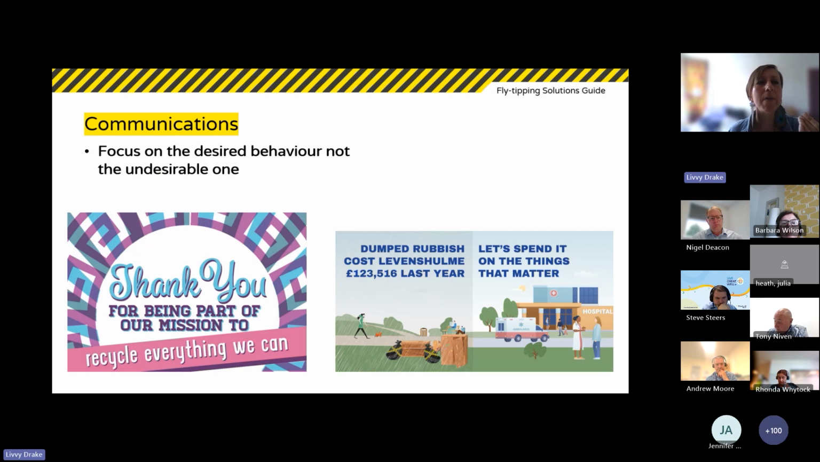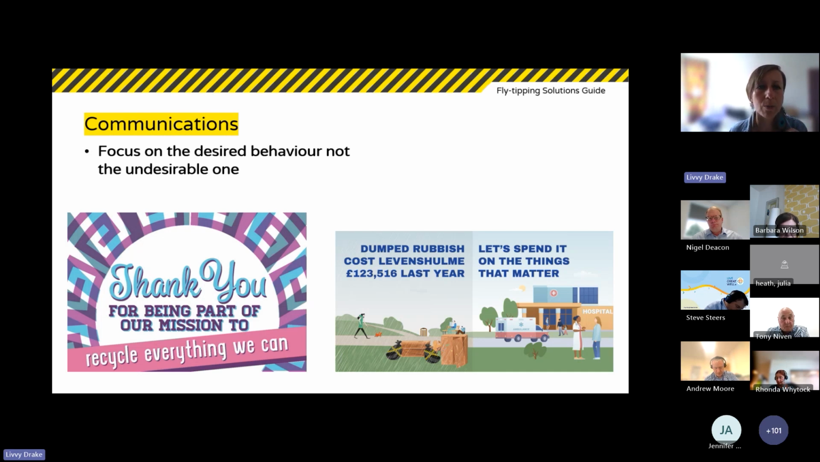So we frame things about the desired behaviour, not the undesirable one. So saying thank you for being part of our mission to recycle everything we can. Thank you for using the bin. Thank you for using the bulky waste service. It helps to normalise the desired behaviour.